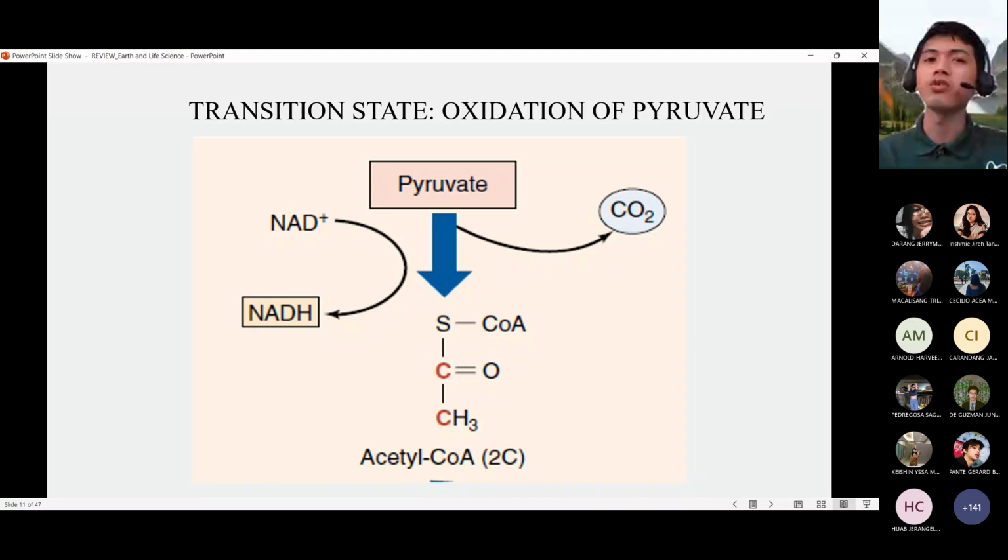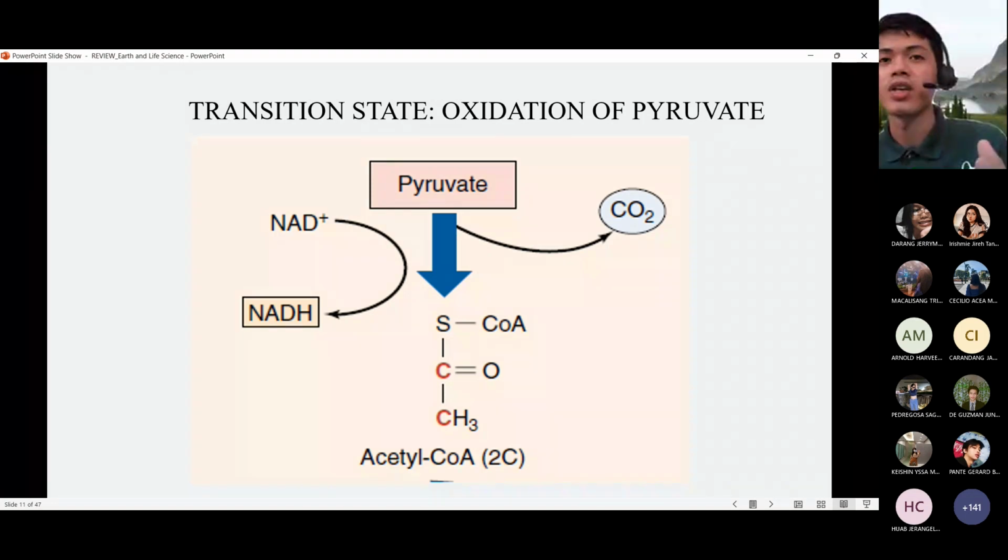Now, there is also a reduction of NAD plus to NADH during this process. If you can still recall that during the reduction process, there is an increase of hydrogen atoms. Okay, whenever we have reduction, we gain hydrogen atoms, and whenever we have oxidation, there is a loss of hydrogen atoms. So since this is a reduction, we gain hydrogen atoms. And of course, during pyruvate oxidation, we form acetyl coenzyme A.